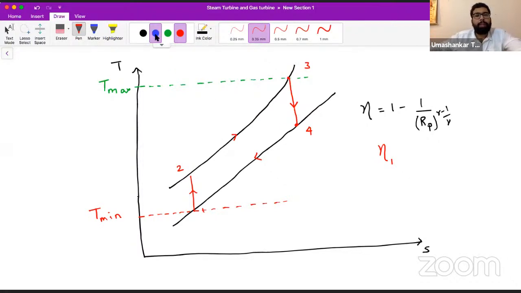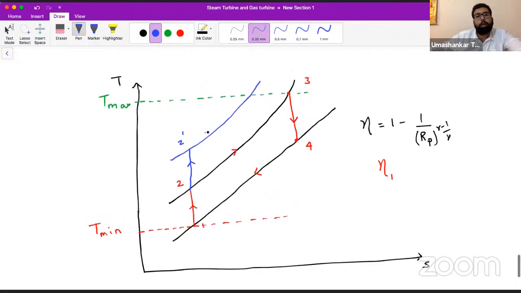Now let me increase the pressure. We can increase the pressure ratio. So let's say I am now going to compress my air to this pressure, and let's call this pressure 2 dash. If I add some heat, I will go to this point.